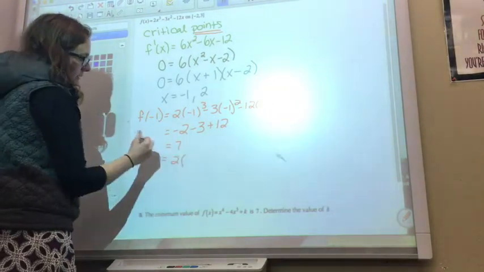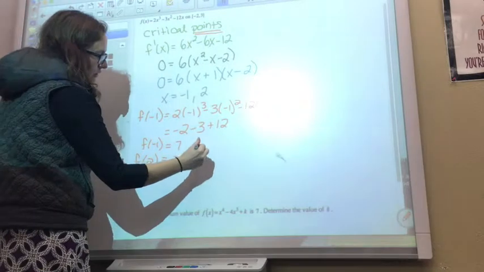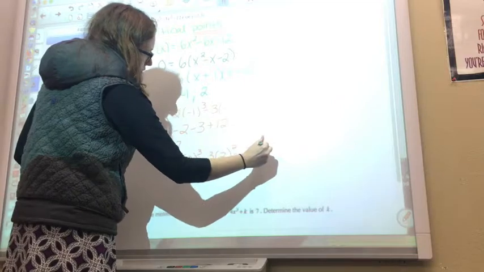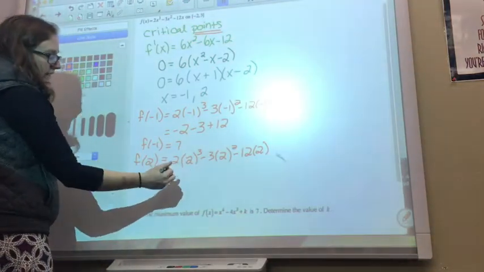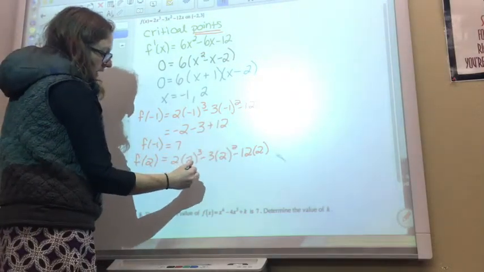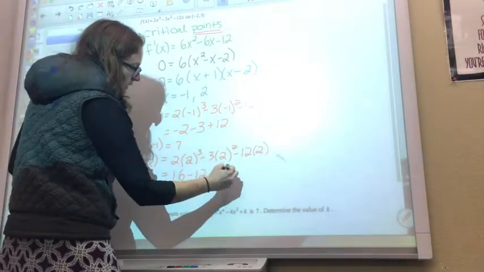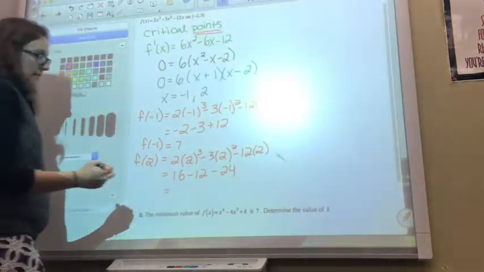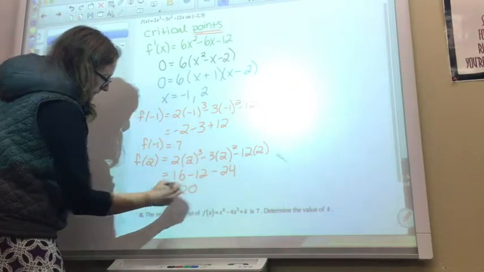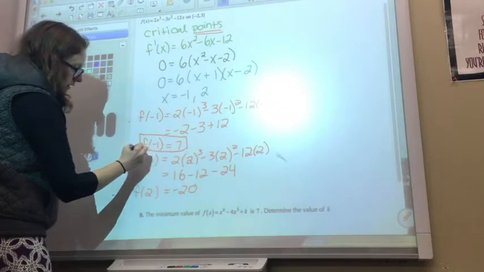We're going to have, I guess I should write f of negative 1 equals 7. Okay, 2 times 2 cubed minus 3 times 2 squared minus 12 times 2. 2 cubed is 8 times 2 is 16. 2 squared is 4 times a negative 3 is negative 12. Negative 12 times 2 is negative 24. And we get 16 minus 36, so negative 20. Okay, so here are our critical points.